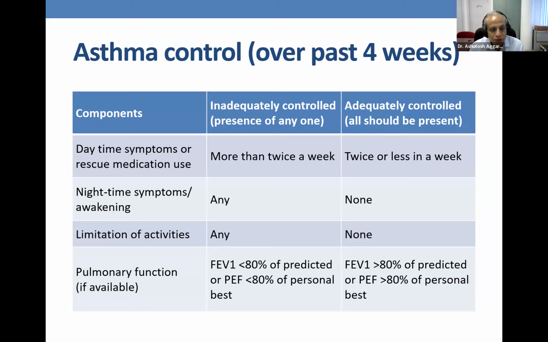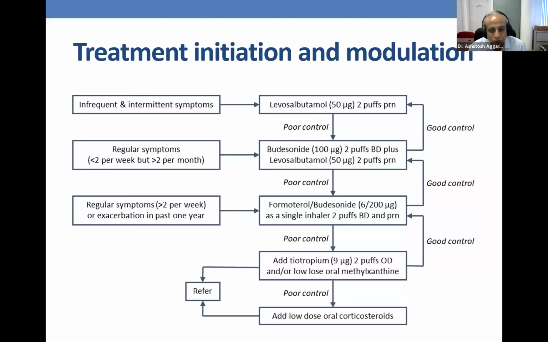Maybe he's not taking the inhalers properly. You can also do lung function testing if it is available, and persistently low lung function test results despite an optimized treatment regimen, again will point to a poorly controlled disease. So this is the broad treatment algorithm that we should be following. For patients who have infrequent and intermittent symptoms, SOS use of a short-acting beta agonist like levosalbutamol, 2 puffs taken as needed, is sufficient.